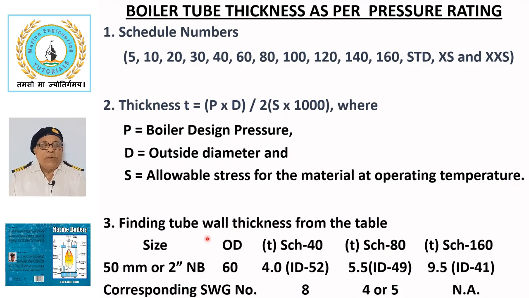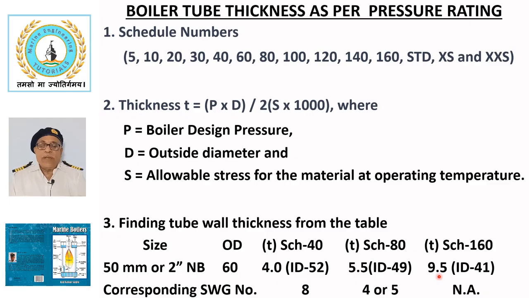Finding tube wall thickness from the table. Tube wall thickness can be found from the table of schedules. For example, a 50 or 2-inch nominal bore pipe with its outside diameter at 60 has a wall thickness of 4.0 for schedule 40, 5.5 for schedule 80 and 9.5 for schedule 160, which can withstand pressures of approximately 70 bar, 99 bar and 155 bar respectively.